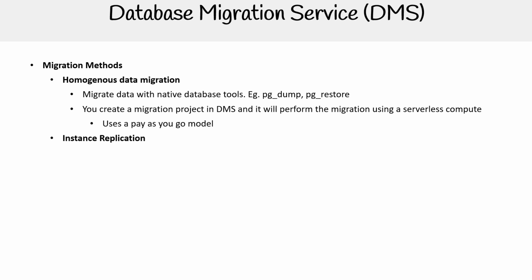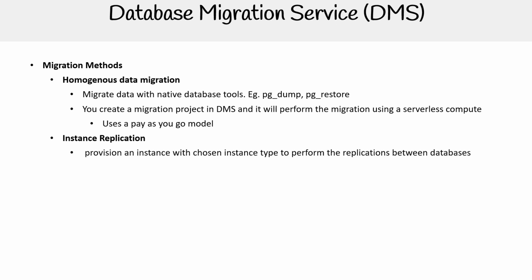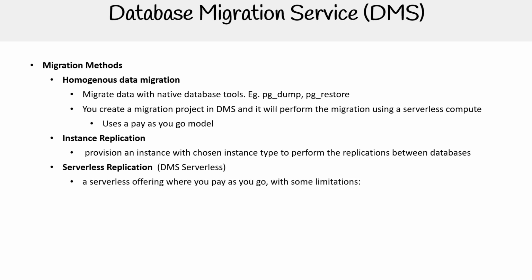Then you have instance replication. This is the original one. This is the one that I will do in the lab because it's just super reliable, super fast. But this is where you provision an instance with a chosen instance type to perform the replication between databases. Then you have a serverless one called serverless replication, also known as DMS serverless. And yeah, I guess it's serverless, and homogeneous data migration is serverless, but basically serverless replication is the serverless version of instance replication, where you have a serverless offering as you pay as you go.